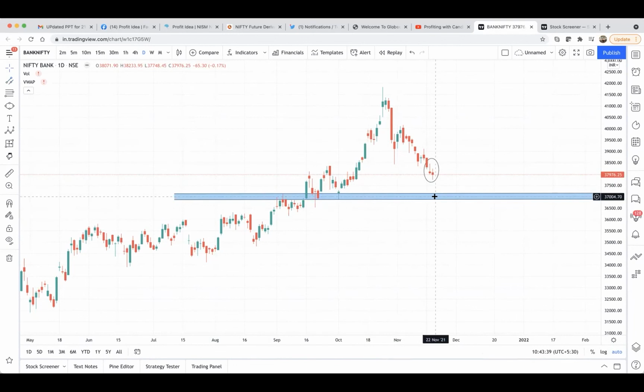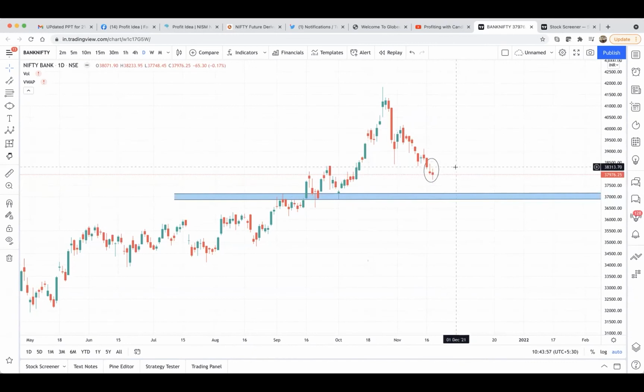Ideally, when I have noticed that this is an inverted hammer getting formed and then this is a spinning bottom, what you should look for is a reversal candle. If there is a reversal candle, look for a long trade. Look for a long trade. It will actually look bullish.